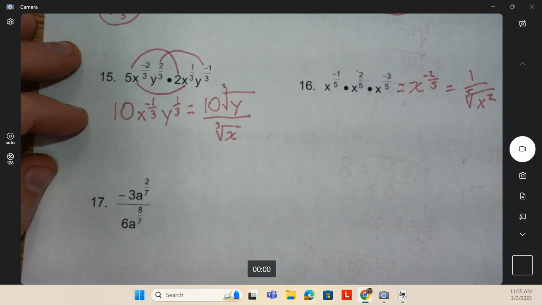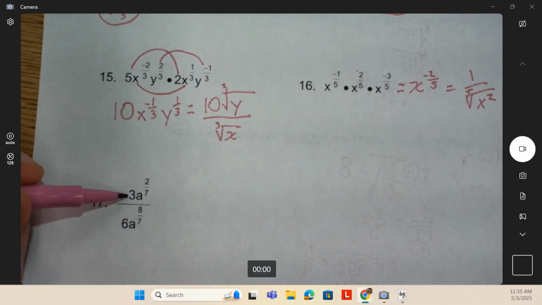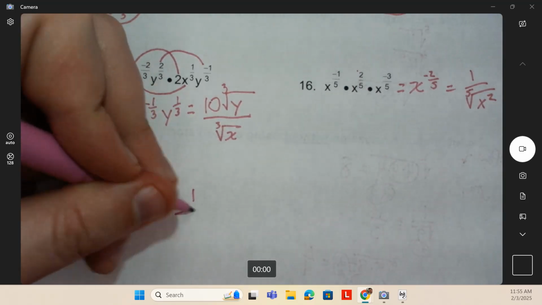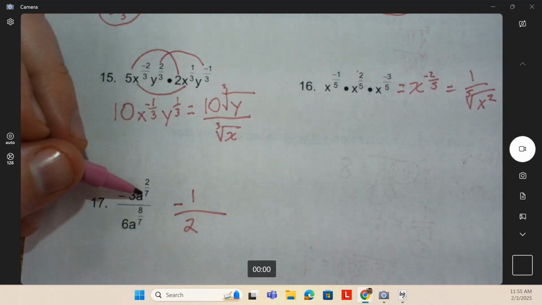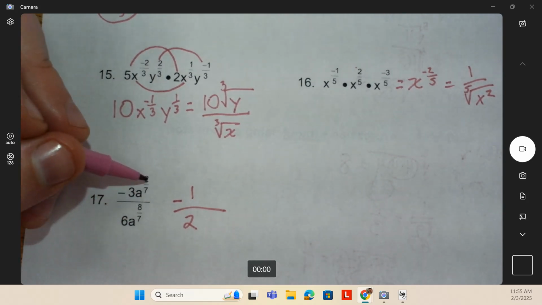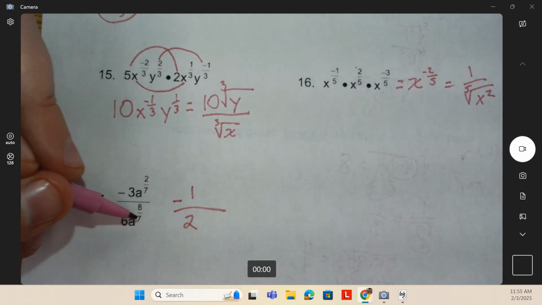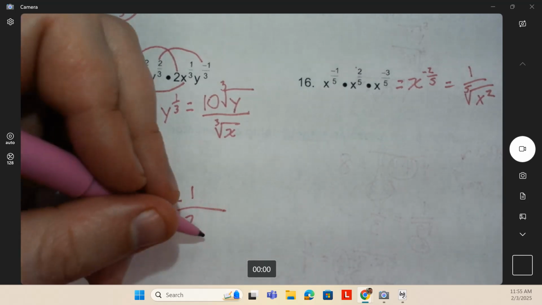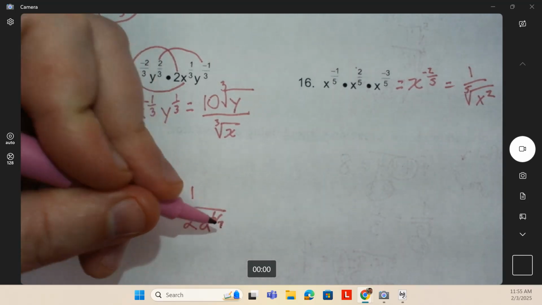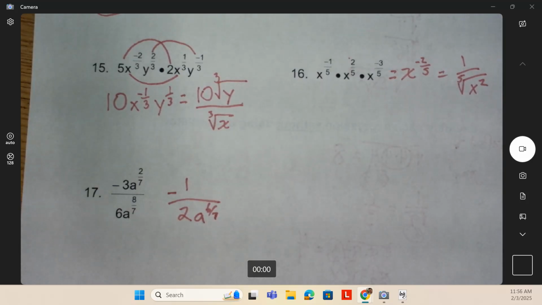And last but not least, with our fraction, I would do negative 3 over 6 gives me a negative 1 over 2. And then I do 2 sevenths minus 8 sevenths, or say 8 minus 2, and that stays on the bottom. So a to the 6 over 7. And then you could rewrite that as a to the 6th power and taking the cubed root of that.